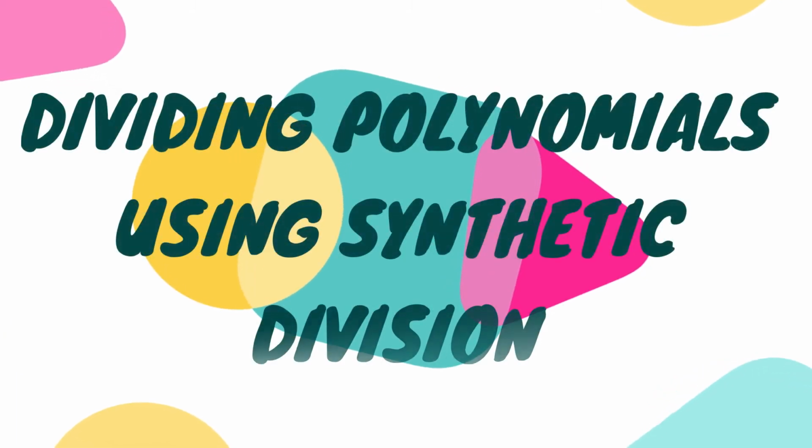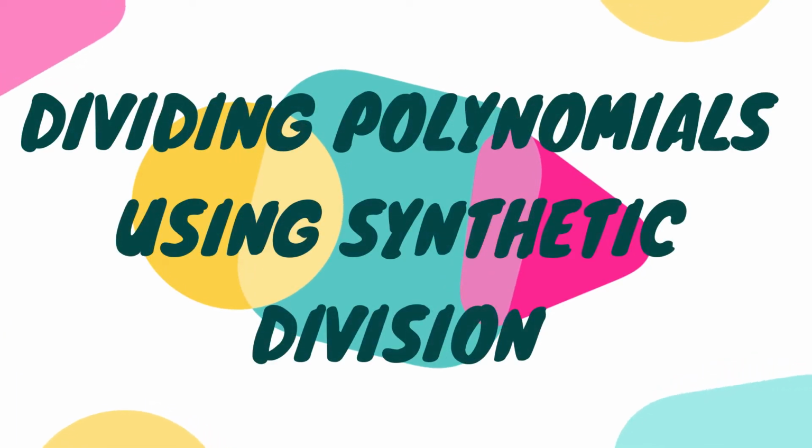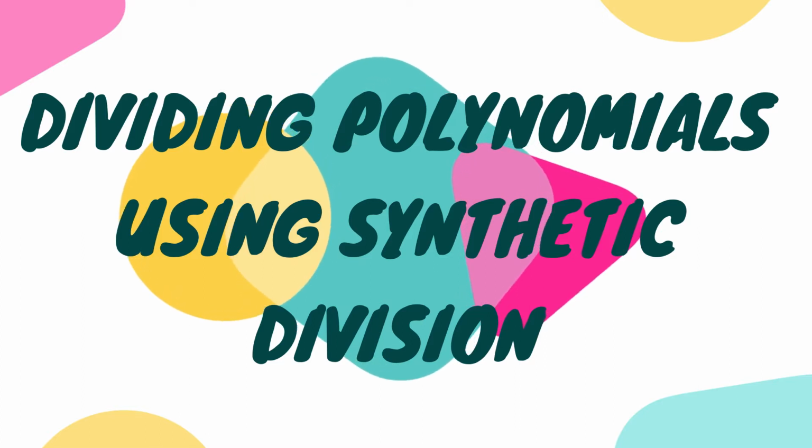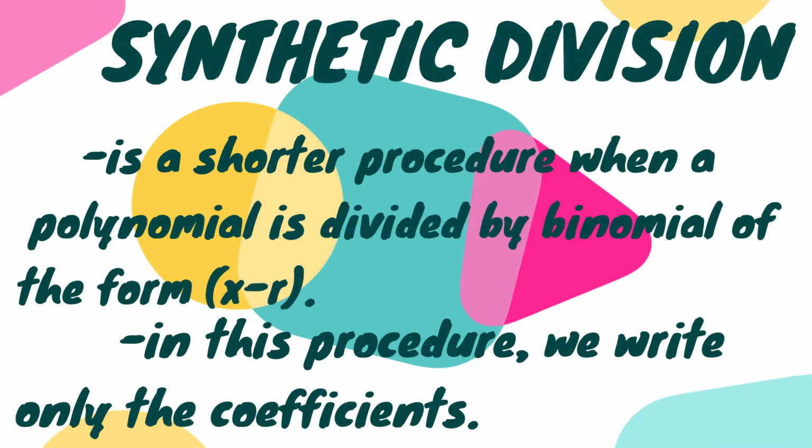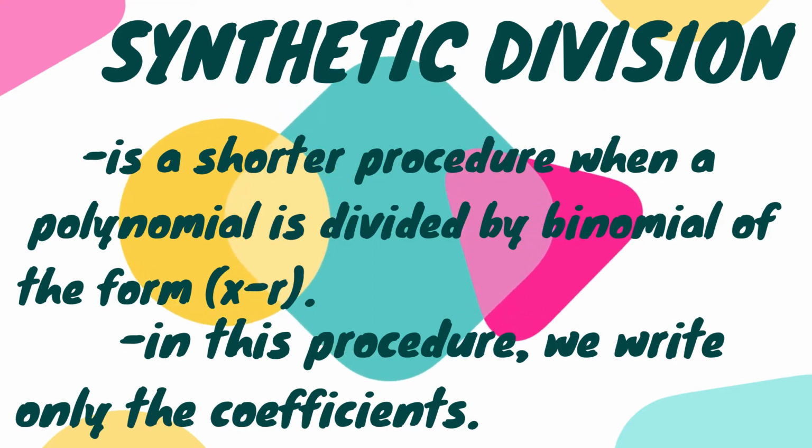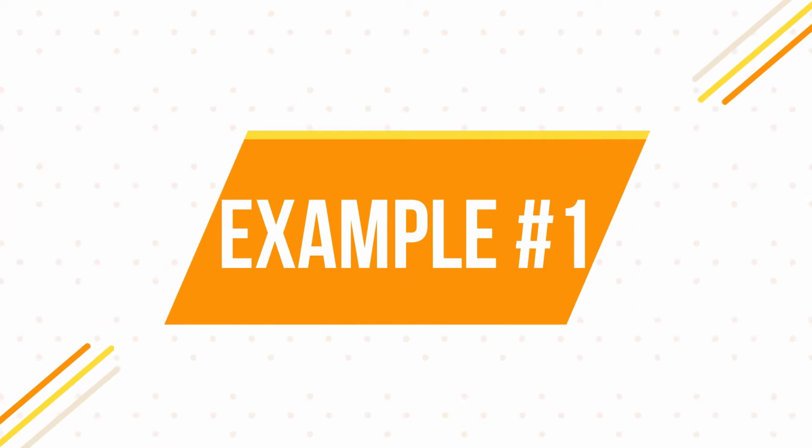For today's video, I'm gonna show you how to divide a polynomial expression by a binomial using synthetic division. Synthetic division is a shorter procedure when a polynomial is divided by a binomial of the form x minus r. In this procedure, we write only the coefficients. Let's have example number 1.